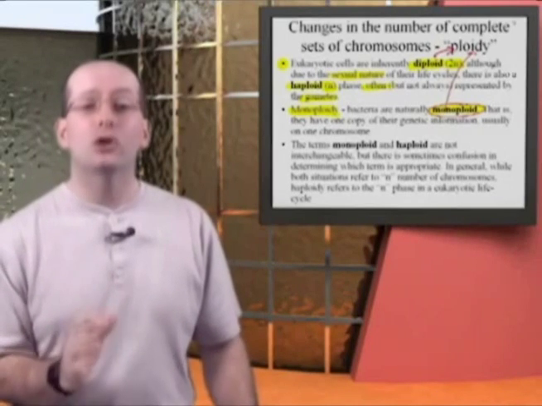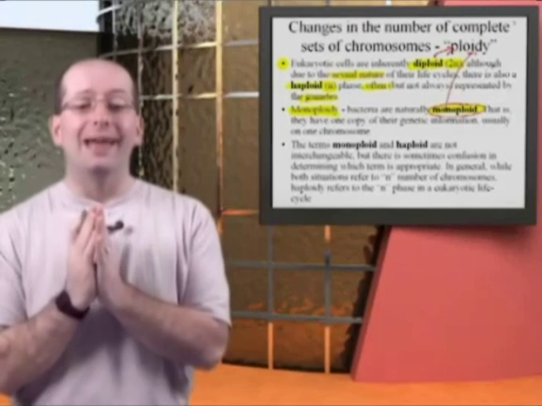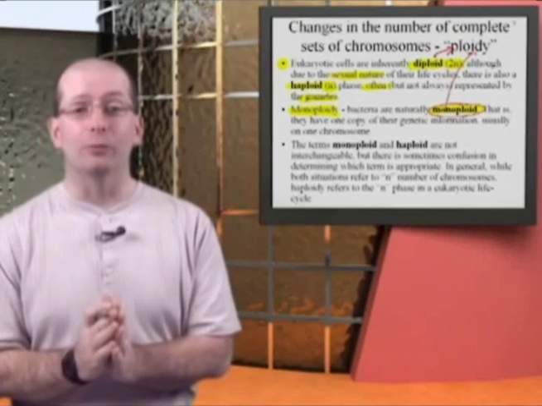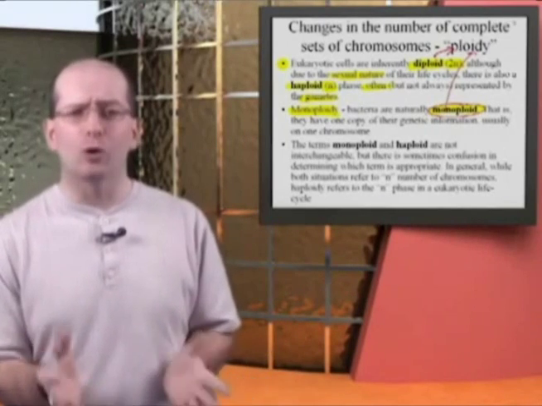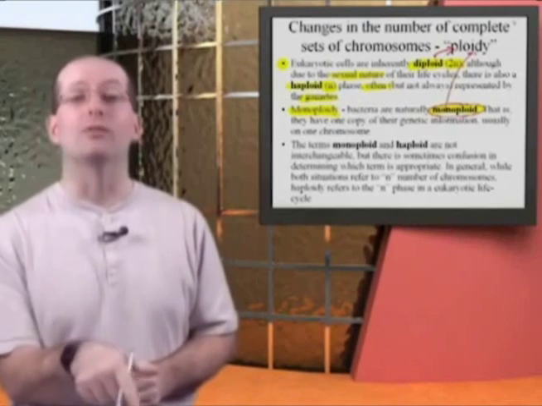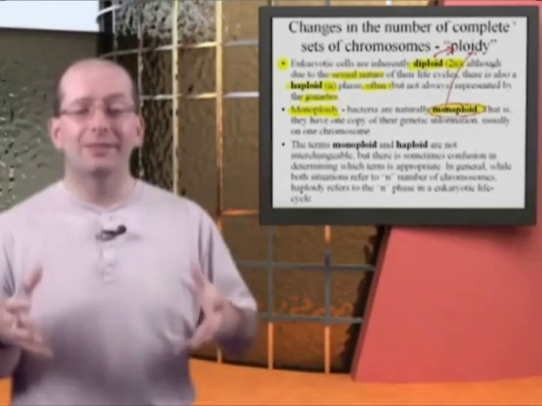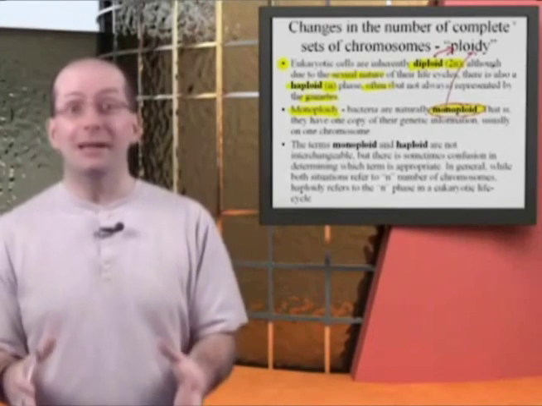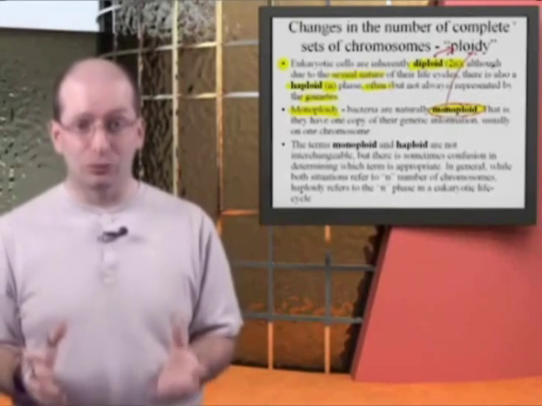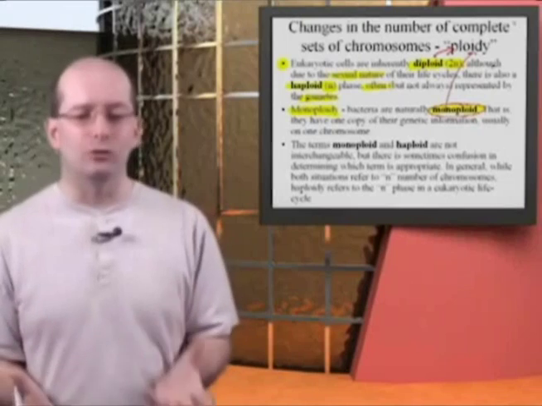But bacteria are monoploid because they have one copy of their genetic information. It's usually on one chromosome, although that's not that relevant to the ploidy level. But they don't have a sexual life cycle, right? They've got one copy, and that's all they're ever going to have, right? So there's not this alternation.